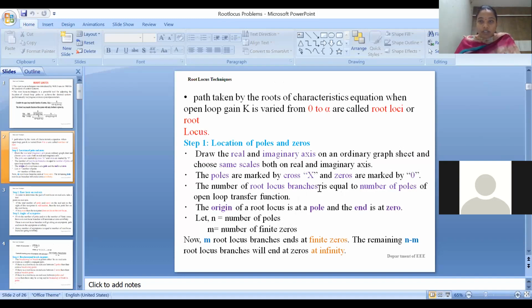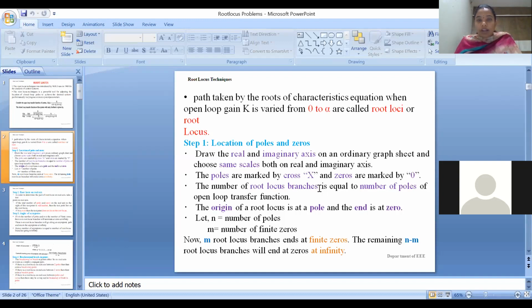The first step is, whenever you are given a transfer function, identify the open loop transfer function. Find out the open loop poles and finite zeros. How many open loop poles you have and how many finite zeros you have. Identify them, then locate them in the S-plane. What do you mean by S-plane? S-plane means you have the y-axis to be the imaginary axis and the x-axis to be the real axis.